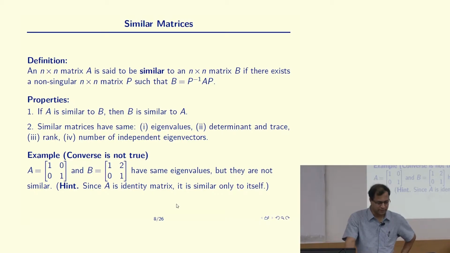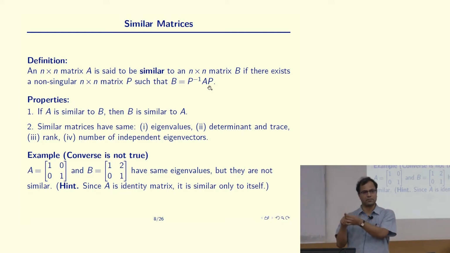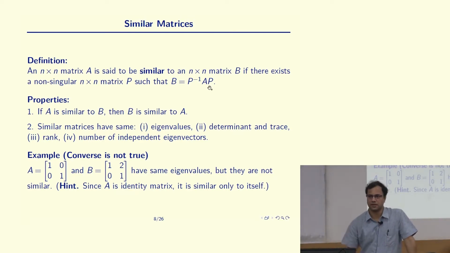So, similar matrices. A matrix A is said to be similar to a matrix B if there exists a non-singular matrix P such that B equal to P inverse A P. This is a definition. We say it's similar because many properties remain preserved in A and B. For example, if you take the determinant of B, it is immediately the determinant of A, because determinant of P and P inverse will be cancelled. So if they are similar, their determinants are the same.